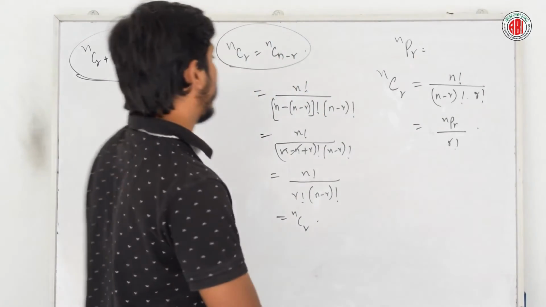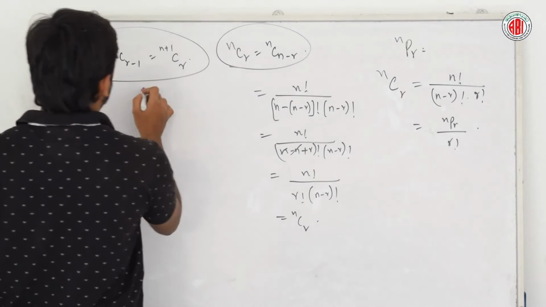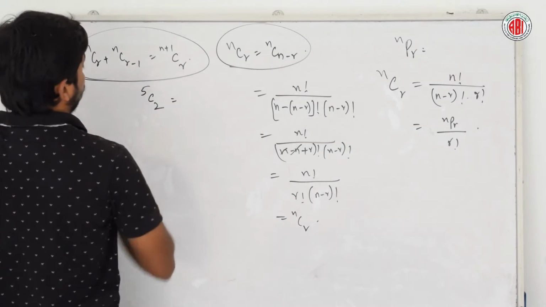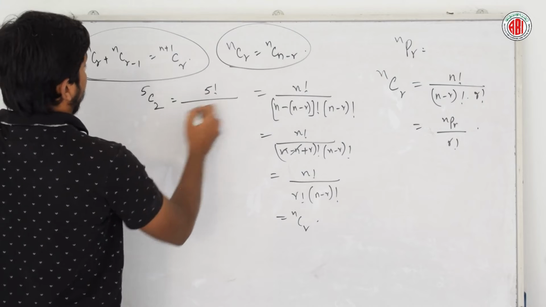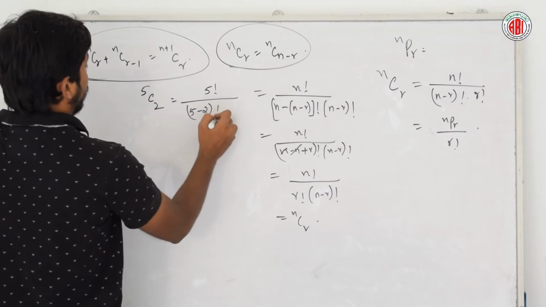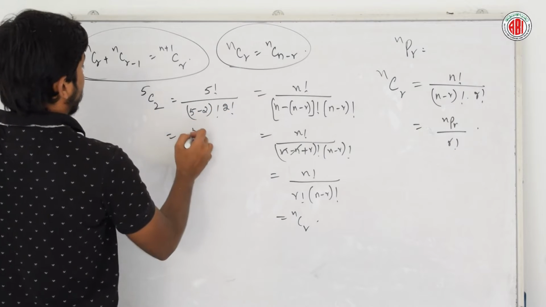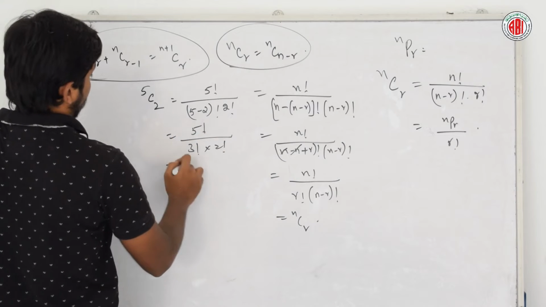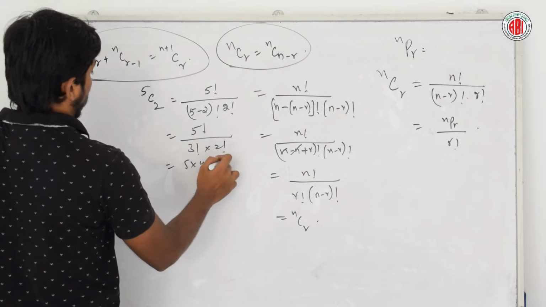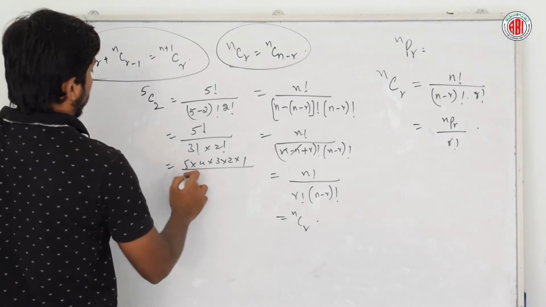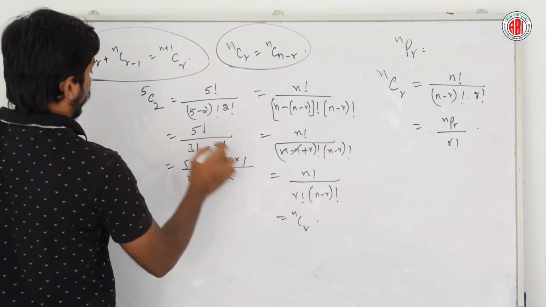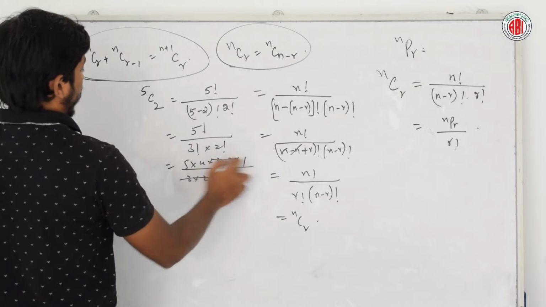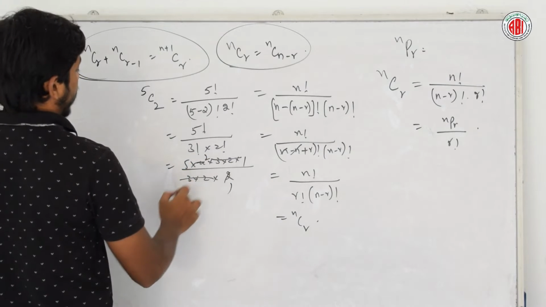Now just tell me, how do we find 5C2? This is 5 factorial by (5 minus 2) factorial into 2 factorial, which is 5 factorial by 3 factorial into 2 factorial, which is 5 into 4 into 3 into 2 into 1 divided by 3 into 2 into 2. The 3 and 2 will get cancelled, 2 ones are 2, 2 twos are 4, and the answer is 10, right?